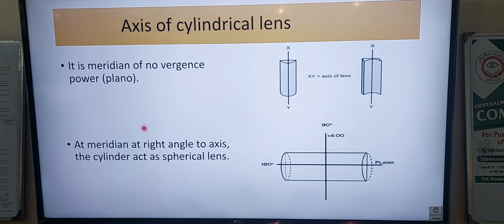This is the axis 180 degree. At this meridian, the cylinder has no power. Cylinder has power at 90 degree to it. The total effect is the formation of a line image of a point object. This is called focal line. This focal line is parallel to axis of cylinder. This is the focal line as you can see and this is the axis meridian and it is parallel to the focal line. The power meridian is at 90 degree to the axis meridian.